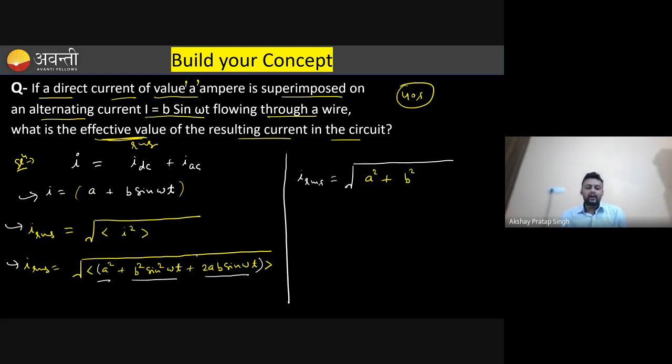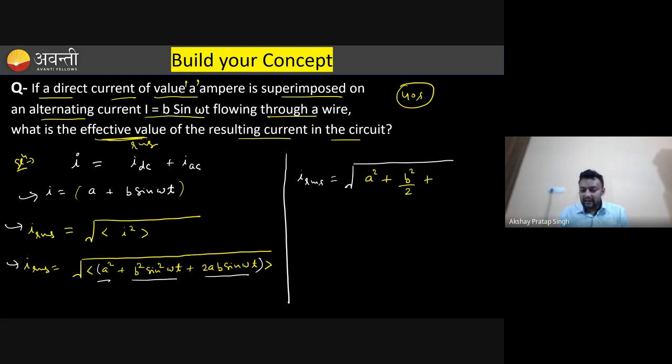And I told you what is the average value of sine square theta. Do you remember from the punchlines? Average value of sine theta was 0. Very good. And the average of sine square theta is 1 by 2. Very good.